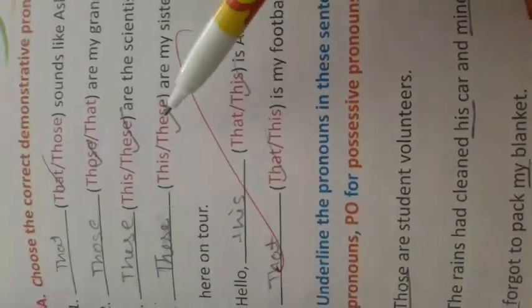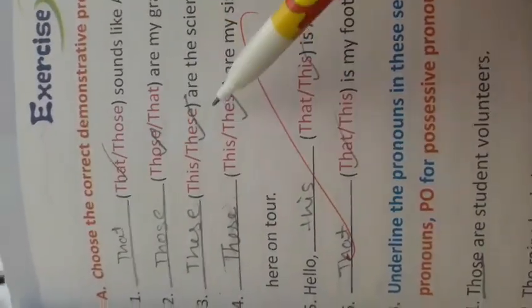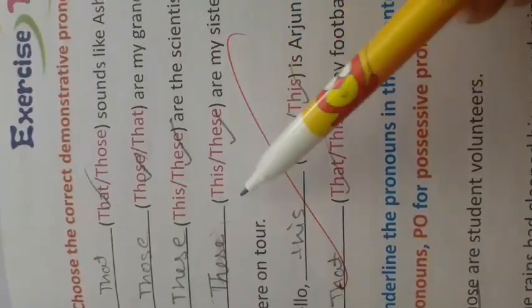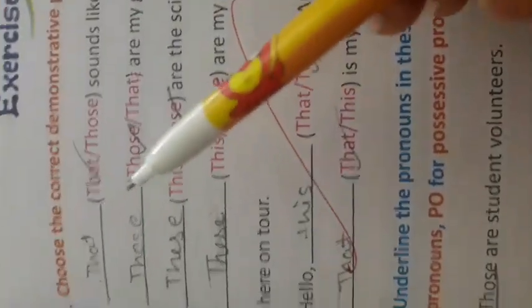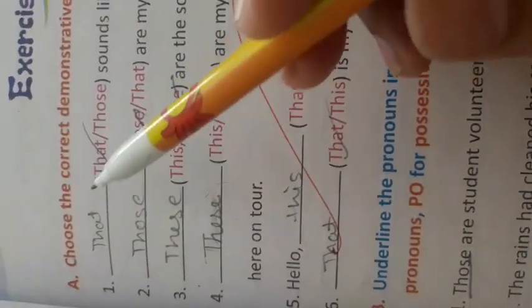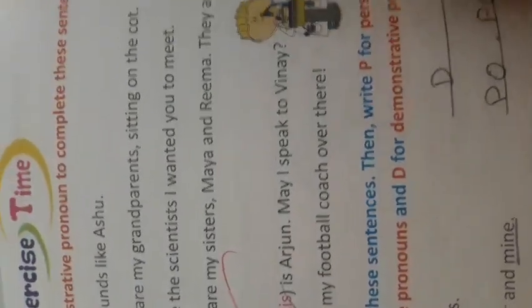Now come to this exercise. First one, let's complete that. Choose the correct demonstrative pronoun to complete these sentences. Here some pronouns are written in the bracket. You have to choose the correct one and fill in the blanks here. So let's do that. Dash are my grandparents sitting on the cot.